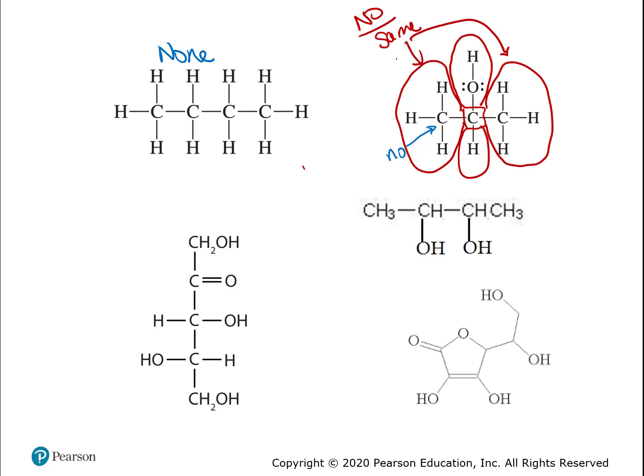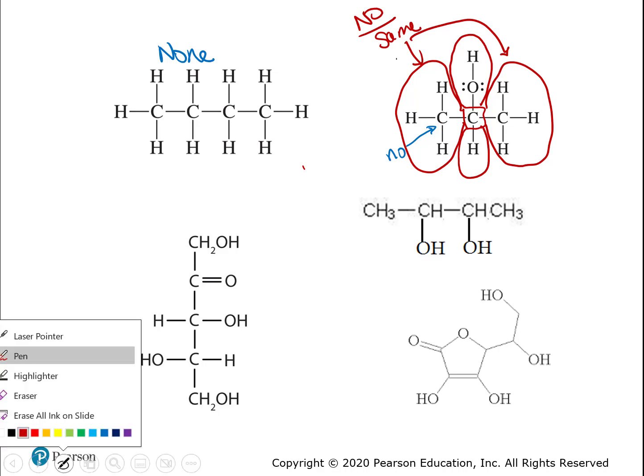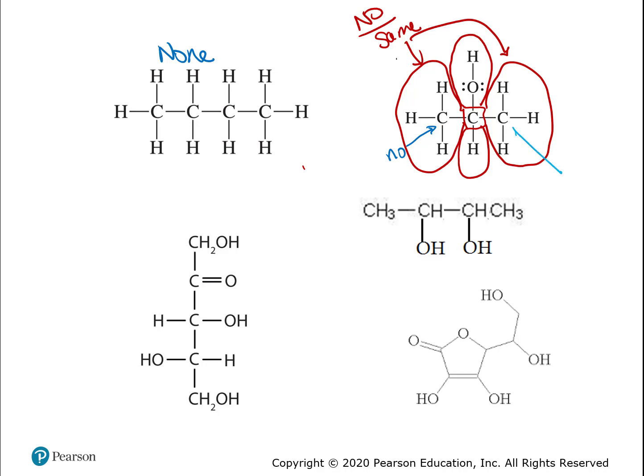What about the carbon on the far right? No, it has 3 hydrogens, right? More than one hydrogen, it can't be chiral. So you would say there's no chiral carbons in this molecule. You just look at each one.